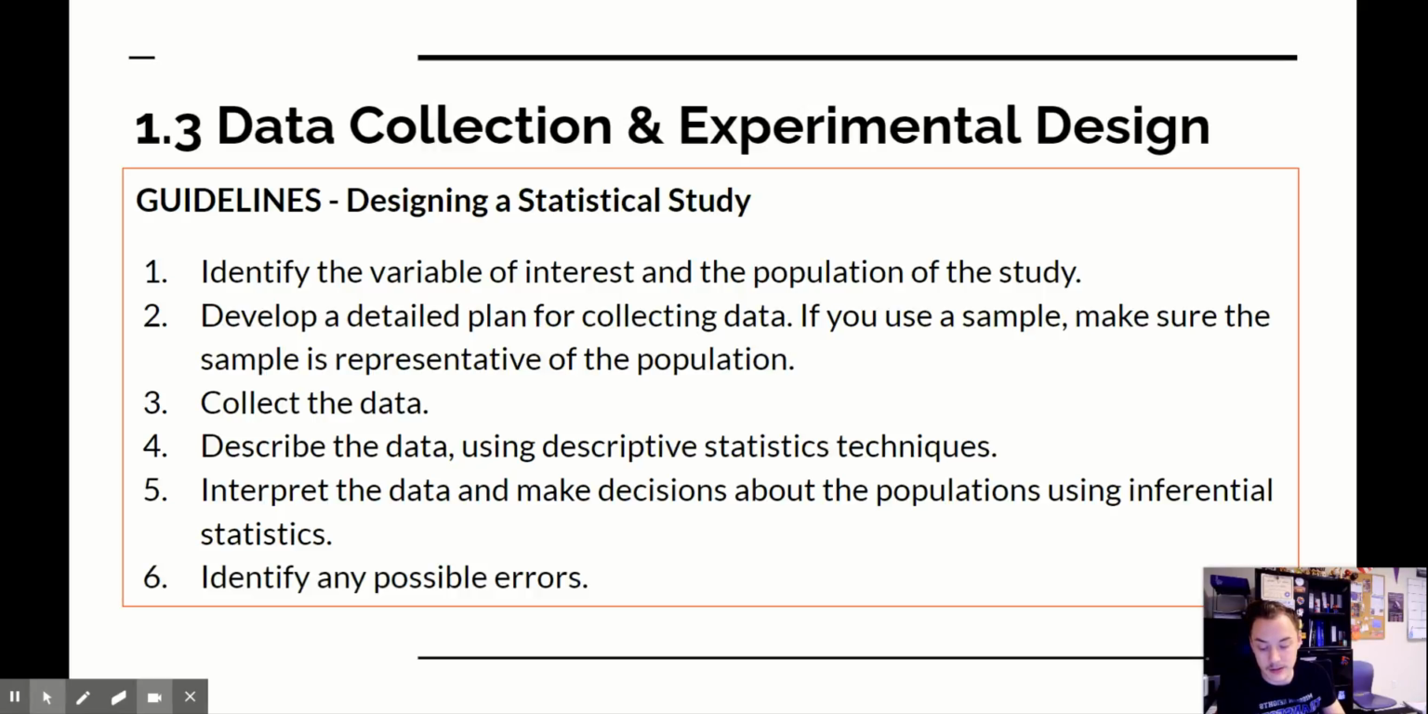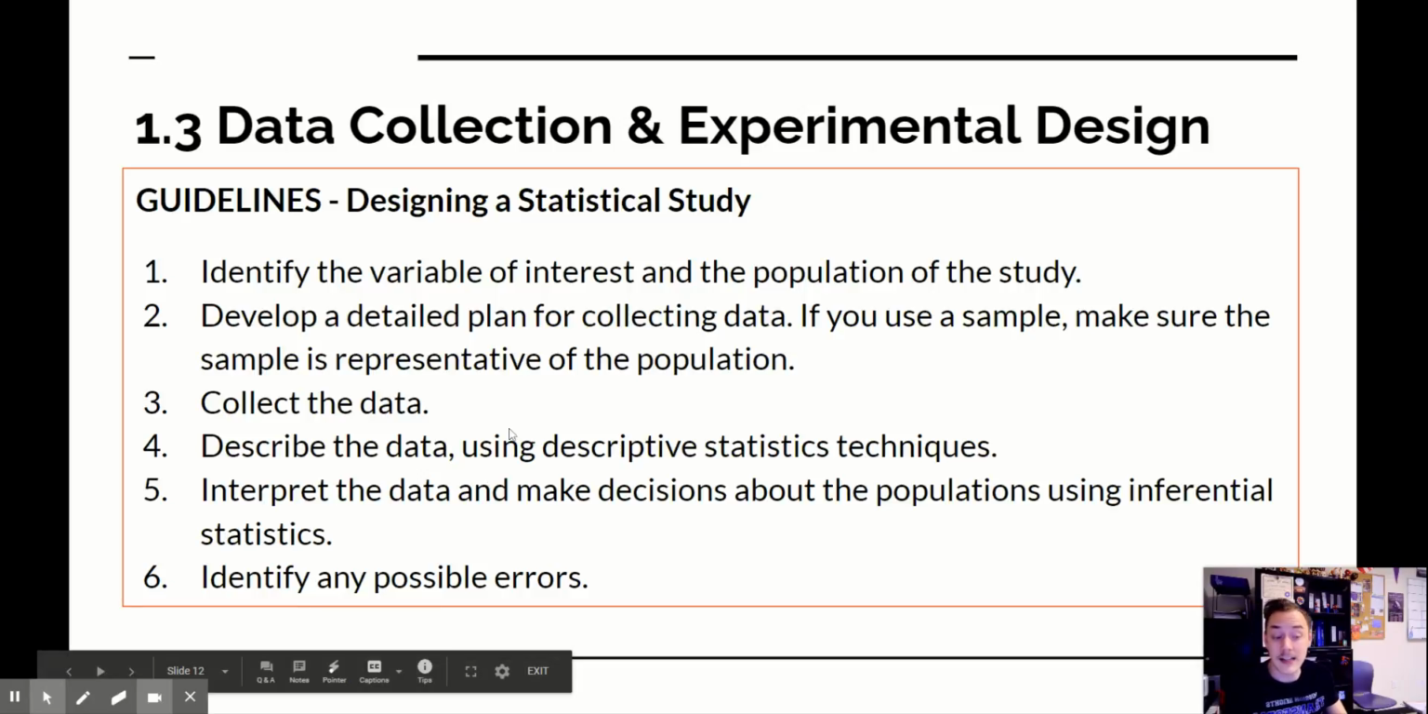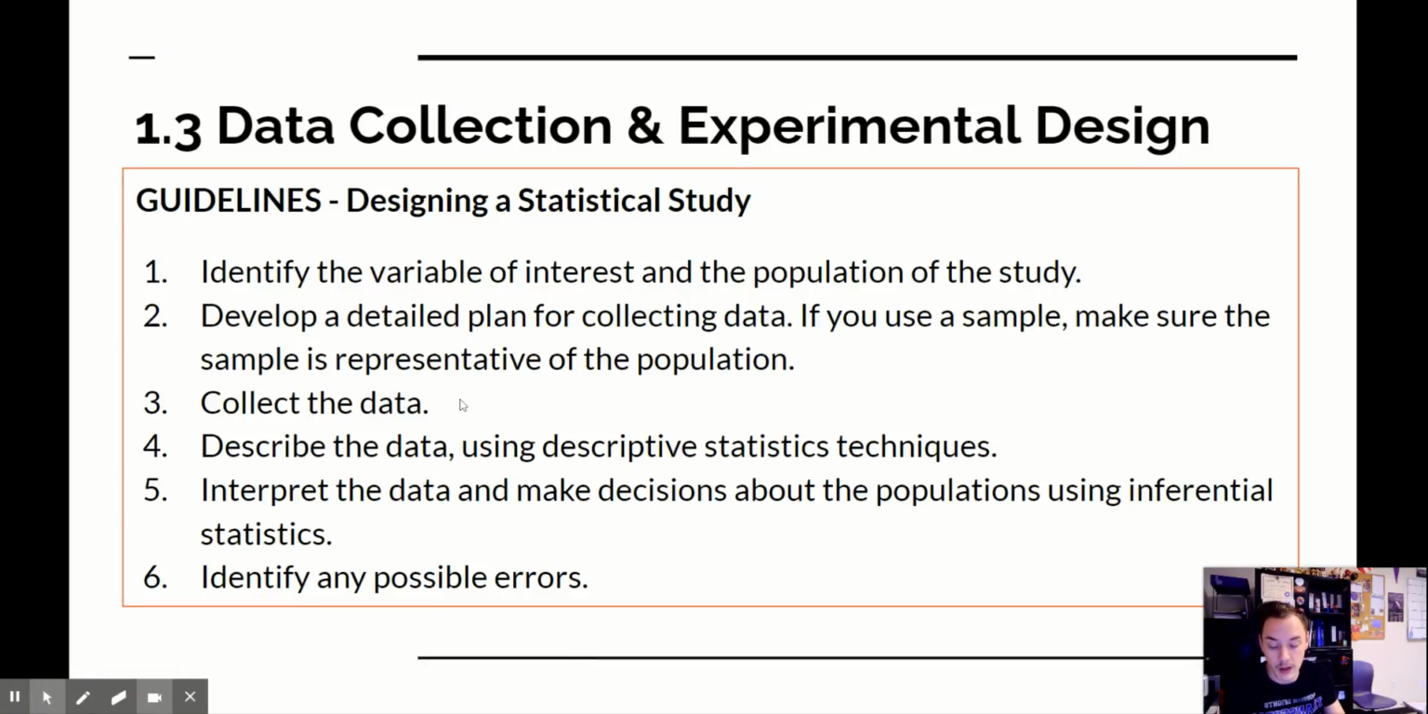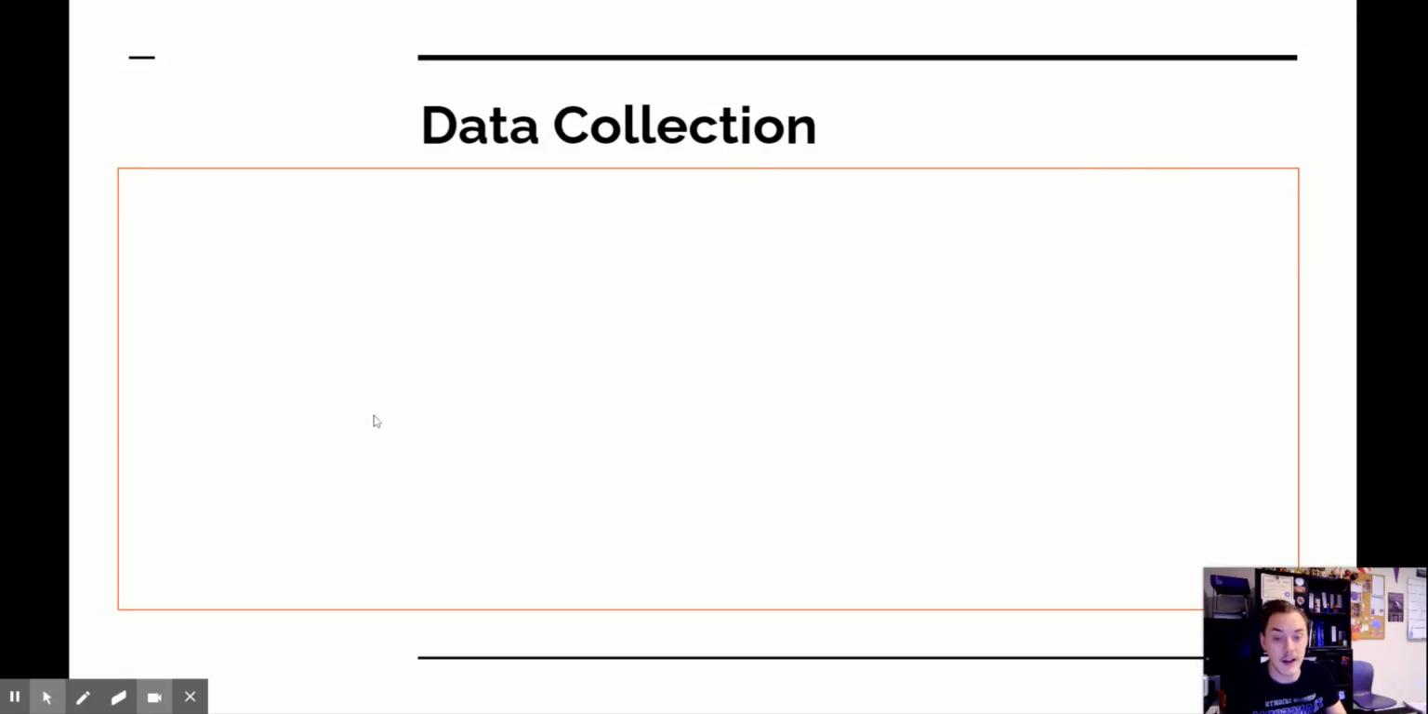So if you were on campus, we would actually do an awesome project where you actually go out and collect data. Okay, but since you're not going to do this, that doesn't mean it's meaningless, okay, because you still need to know this for your homework. But these are the actual steps when designing a statistical study. You would identify the variable, develop a detailed plan, collect the data, describe the data, interpret the data, and then you're going to identify any possible errors that you could have.